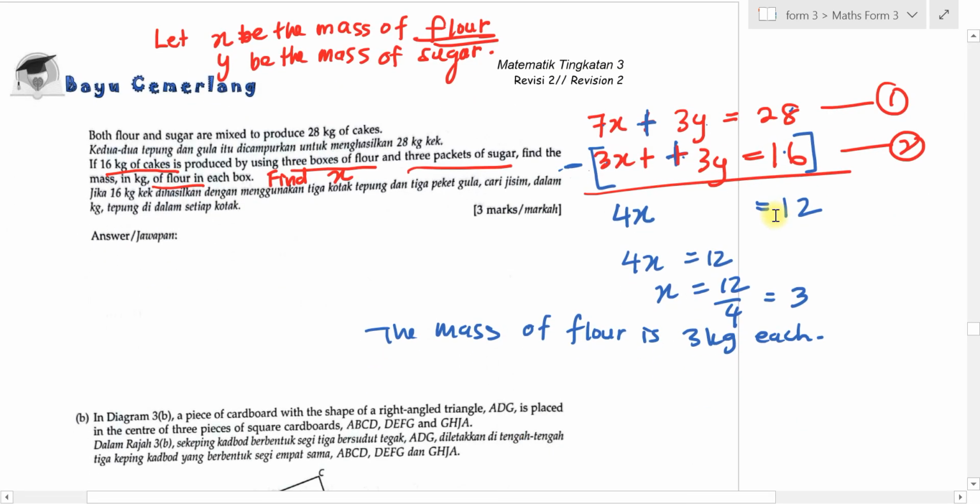Okay, that's all. This one is simple. No need to find y, because if you read the question again: find the mass in kg of flour in each box. Flour only. It asks only about flour. Sugar it doesn't touch, so no need to find your y. You find the x is enough.